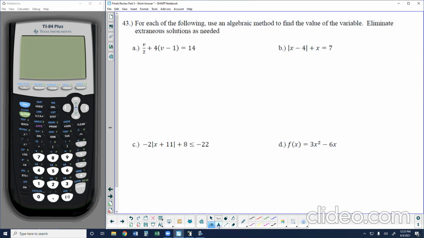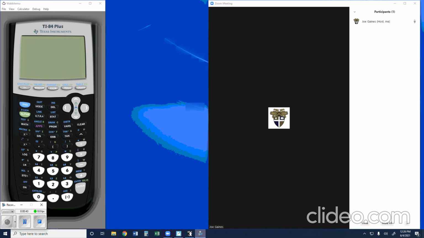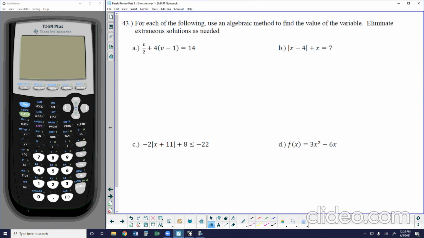Problem 43a is a linear equation. In this linear equation, there's a variety of ways that we can go about solving it, but what I may want to do is to simplify the equation, and I can simplify the equation by distribution here. So if I distribute the 4, I'm going to end up with 4v minus 1 equal to 14.